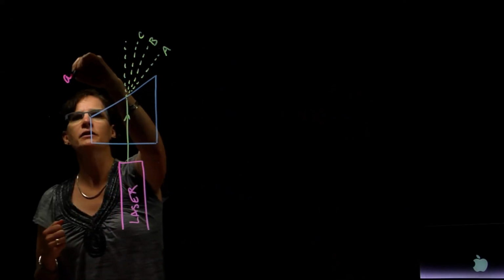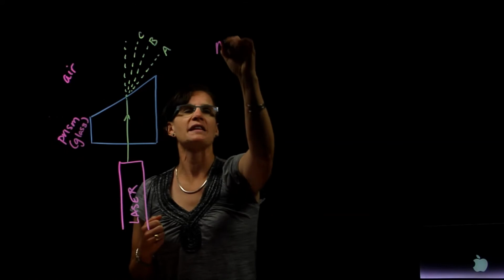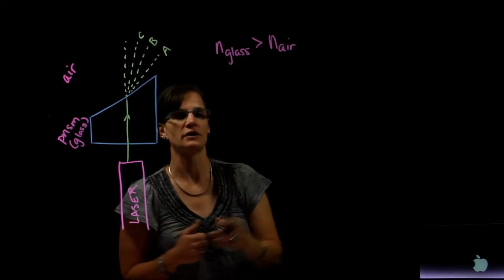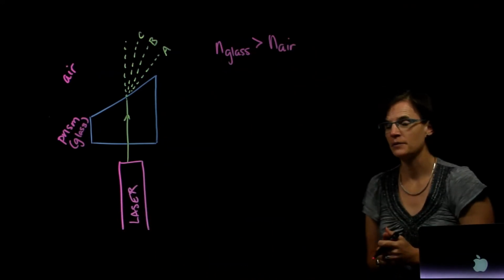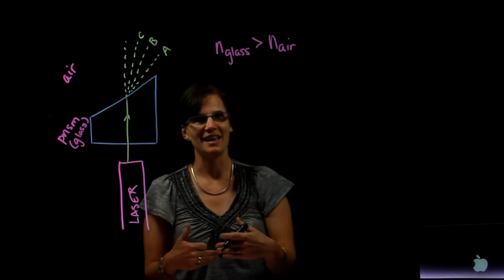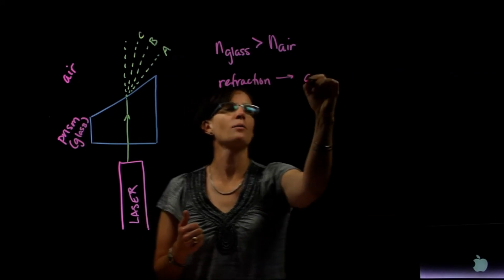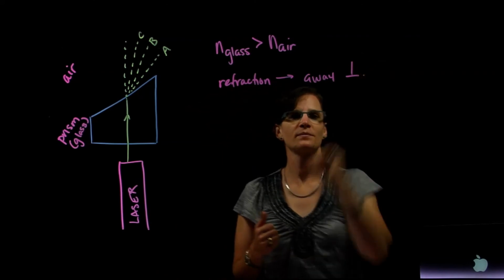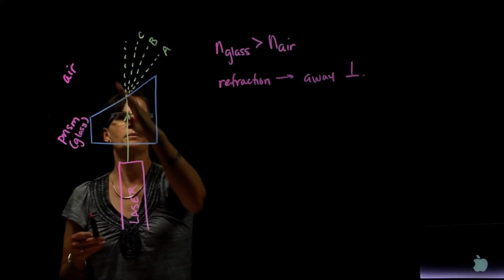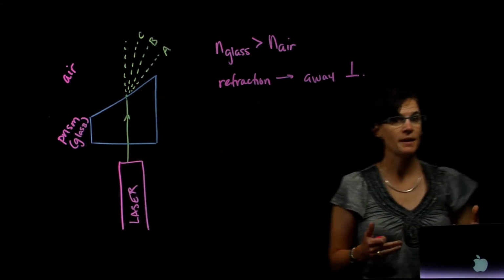So if this is air and this is our prism, so it's glass, we know that the N of glass, the index of refraction, is greater than that of air. So the index of refraction of glass is greater than that of air. So when light is traveling from an area of high density to an area of low density, high N to low N, we get refraction from high to low away from the normal. Okay, so as light travels from high to low, it's going to bend away from the normal. Now the normal would be perpendicular to this surface, and it'll bend away from that normal. Now we're told it bends along B.